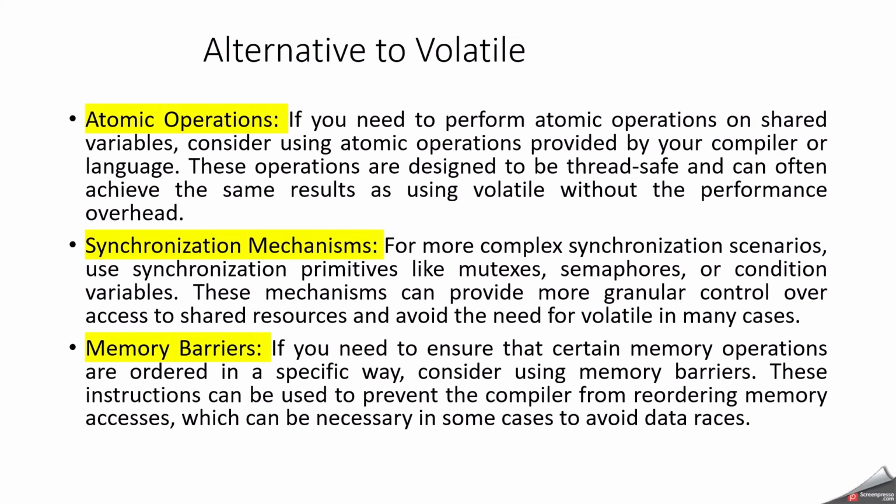And you can use a memory barrier. When you want certain memory operations to be ordered in a specific way, you can go with a memory barrier. Or when you want to use shared variables or shared resources, you can prefer atomic operations too. So we have other methods instead of using volatile, but again it depends on your requirement or your purpose. You can choose which method you want to prefer.